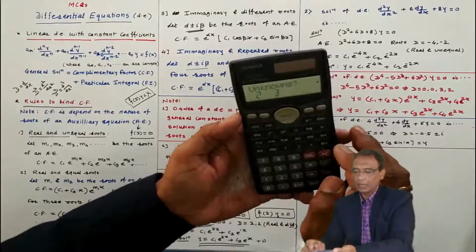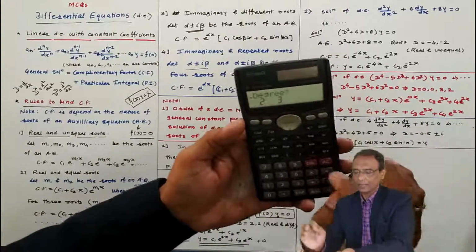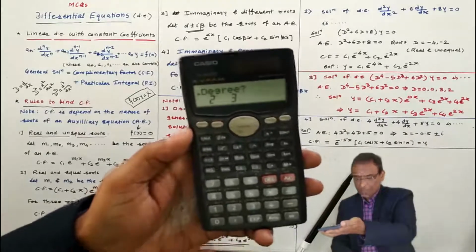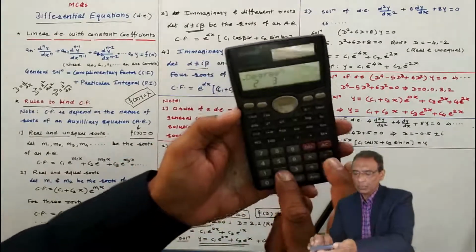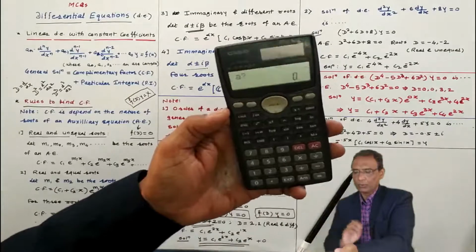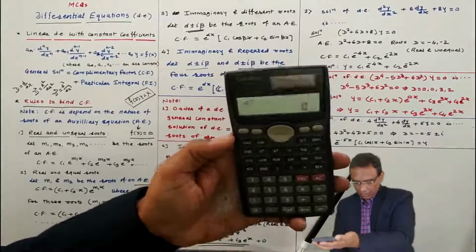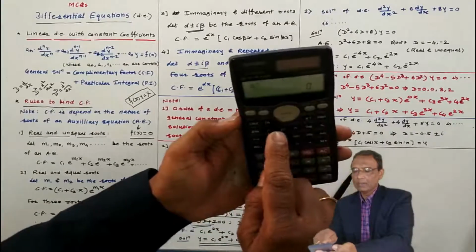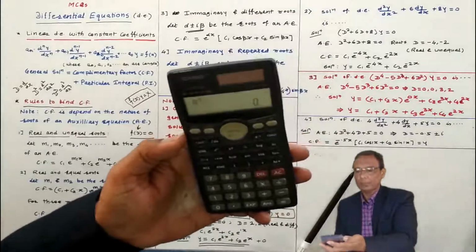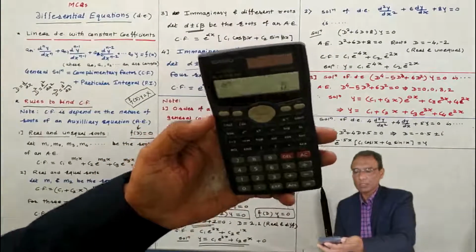Now what is there? Unknowns 2 and 3. The degree of this equation is 2, the highest power of d is 2, so I select 2 here. If it were 3, I would select 3. Then the calculator will demand the values of A, B, C. When the highest power of d is 2, there are 3 constants; when it is 3, there are 4 constants.